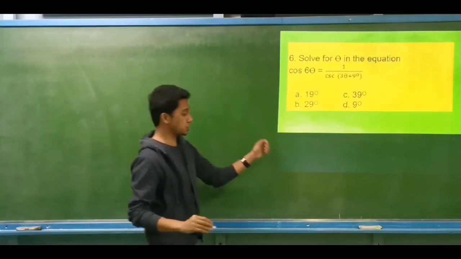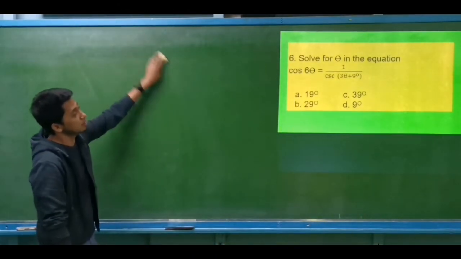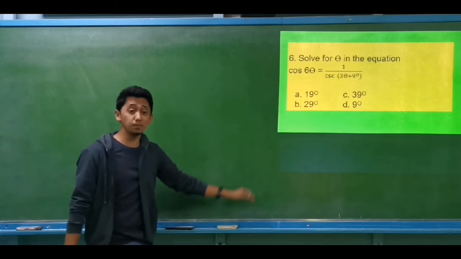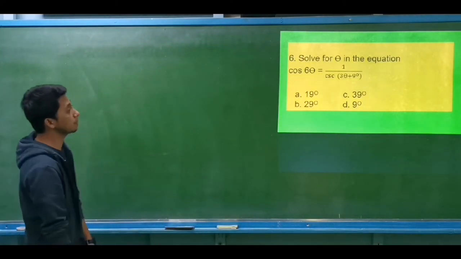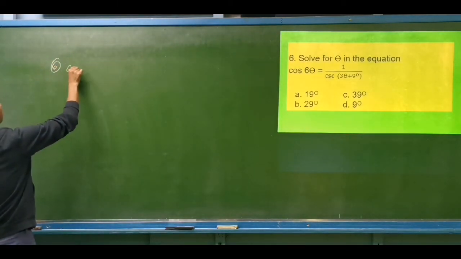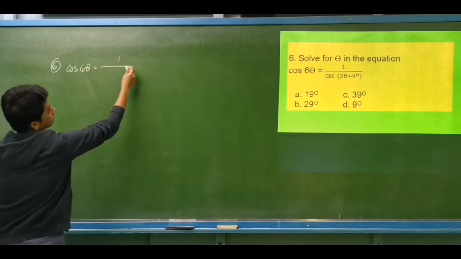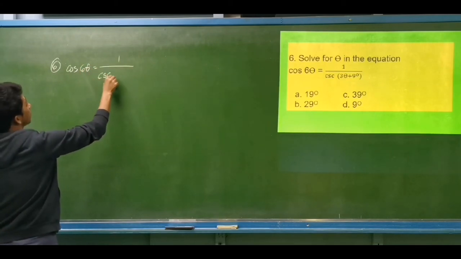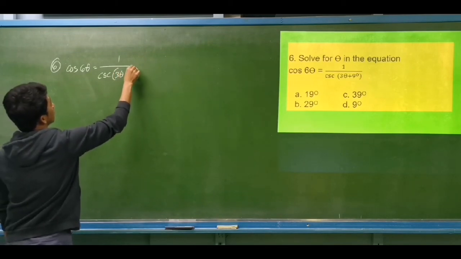Okay, example number 6. Lumabas na rin ito sa board exam noong unang panahon. Solve for theta in the equation. Cosine of 6 theta is equal to 1 over cosecant of 3 theta plus 90 degrees. And number 6, we have the cosine of 6 theta equal to 1 over the cosecant of 3 theta plus 9 degrees.